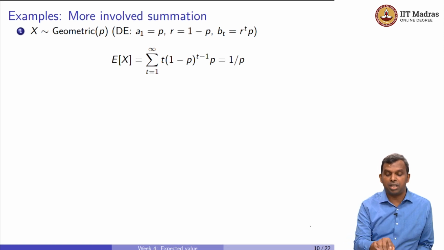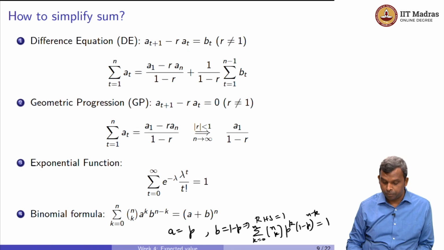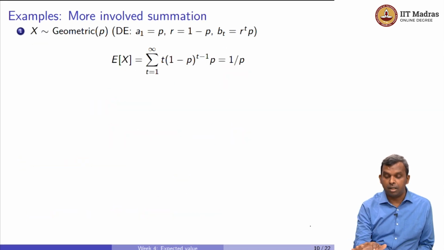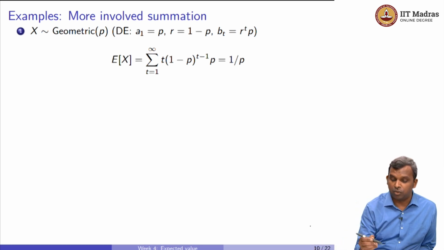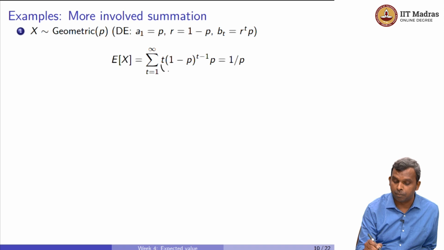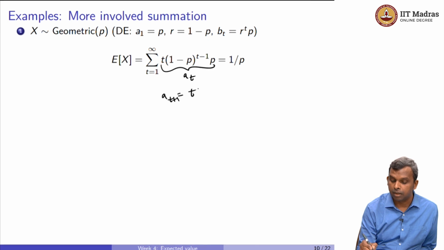For the geometric, E of X is this summation. You can quickly identify that this follows the difference equation, with a1 being p, r being 1 minus p, and b_t being r power t into p. Okay, so you can check this. If you let this be a_t, what is a_(t+1)? That's (t plus 1) times (1 minus p) power t times p.